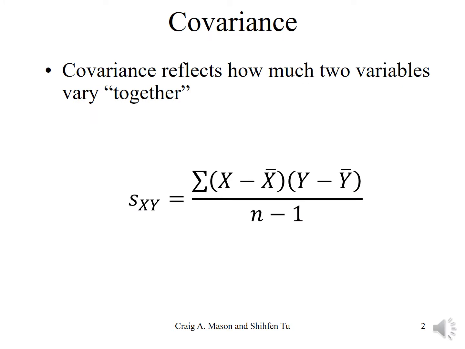We ended our last video by introducing the formula for covariance, noting that it reflected the degree to which 2 variables varied together across individuals. If someone's high on one, do they tend to be high on the other? If they're low on one, do they tend to be low on the other?